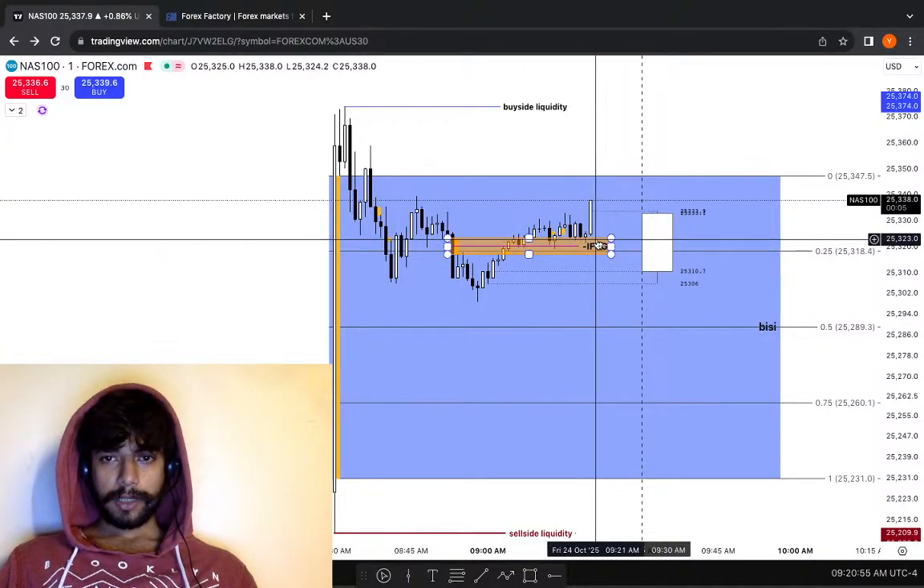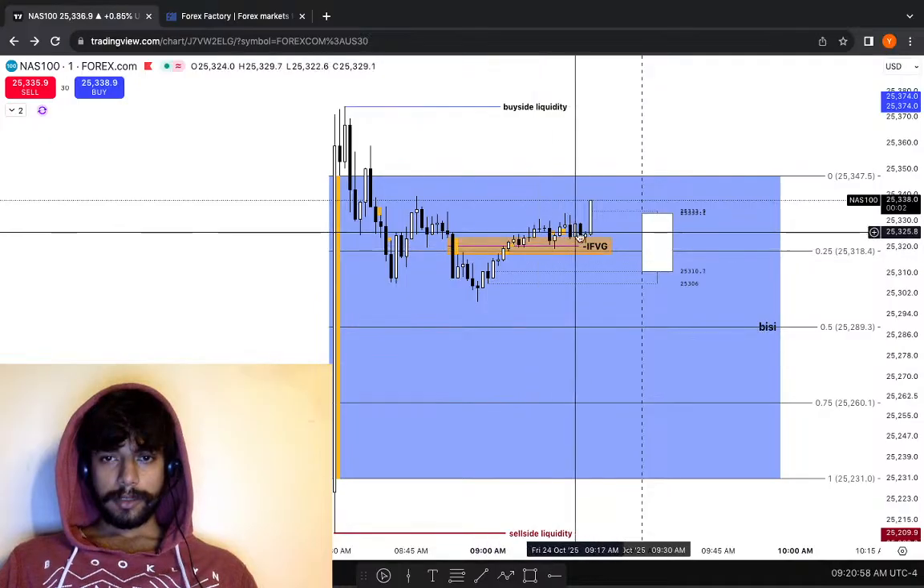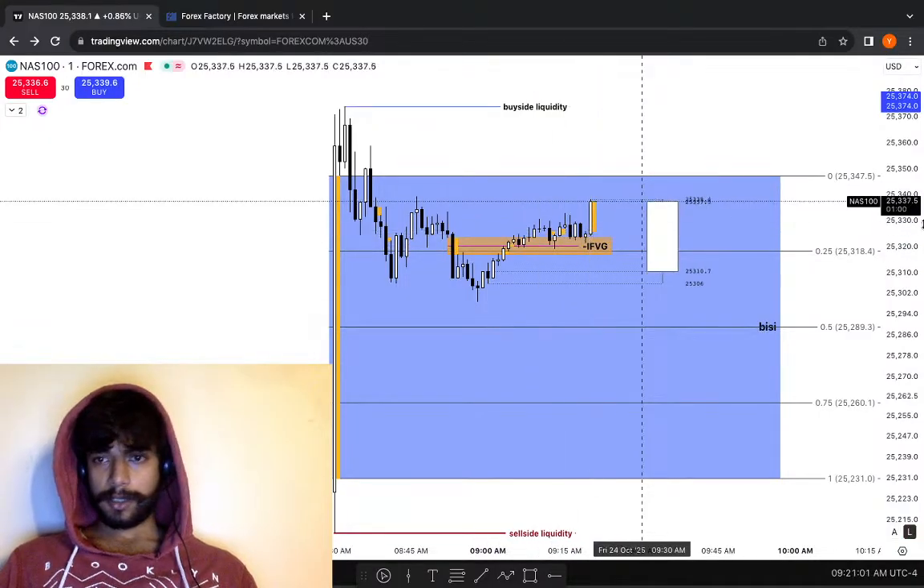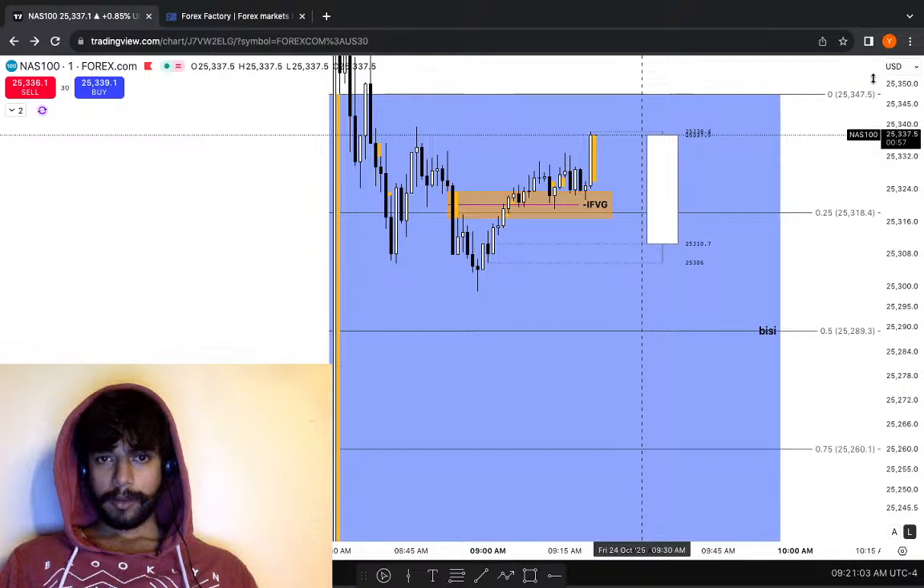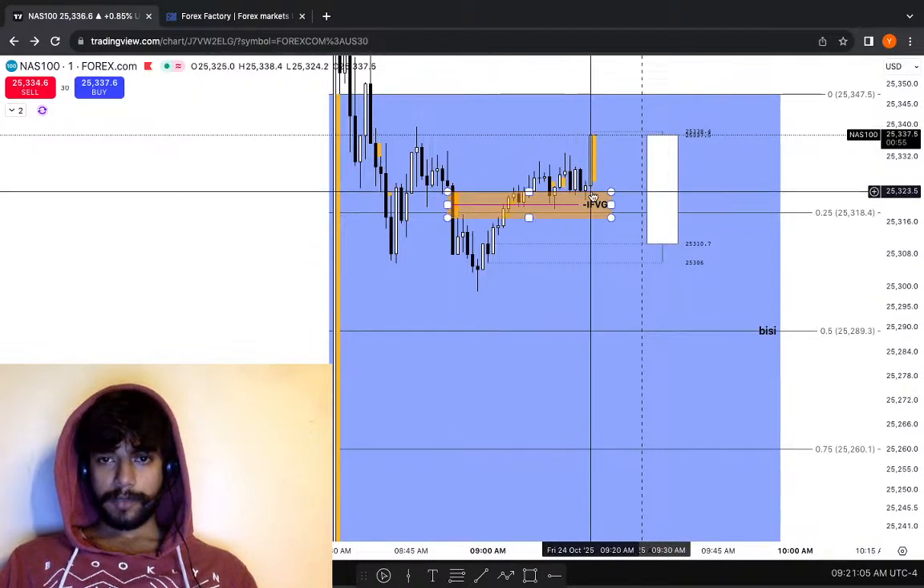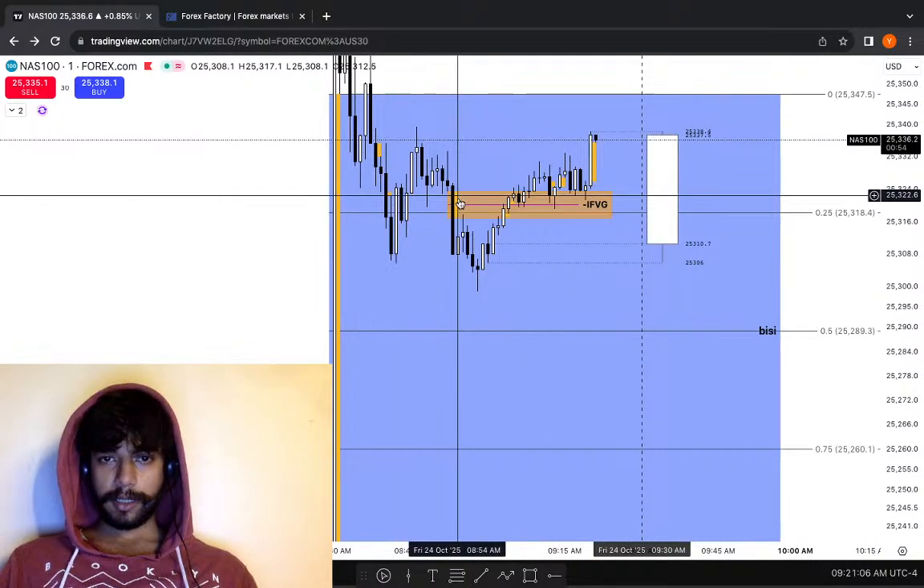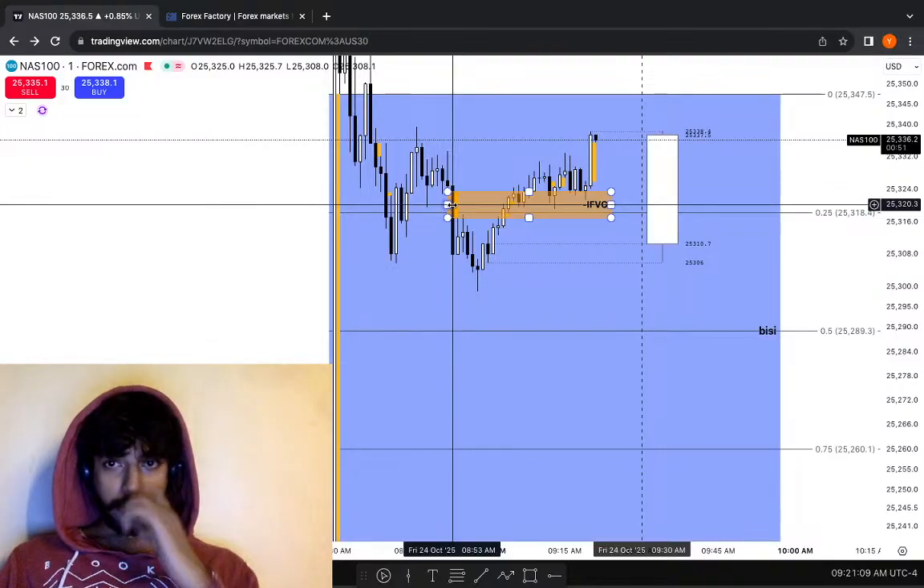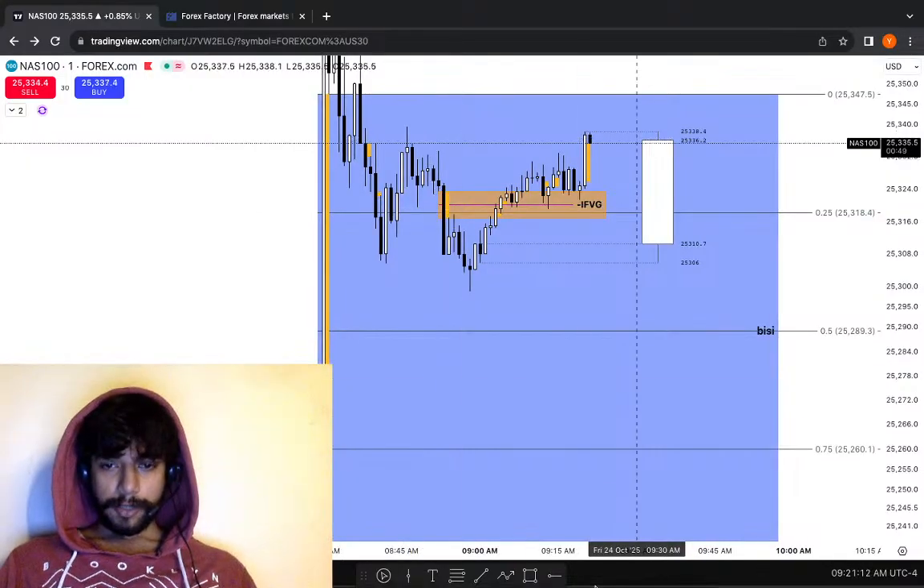Look at that. This is algorithmic in nature, guys. The bodies of the candle respecting this gap. But let me teach you something really interesting today.